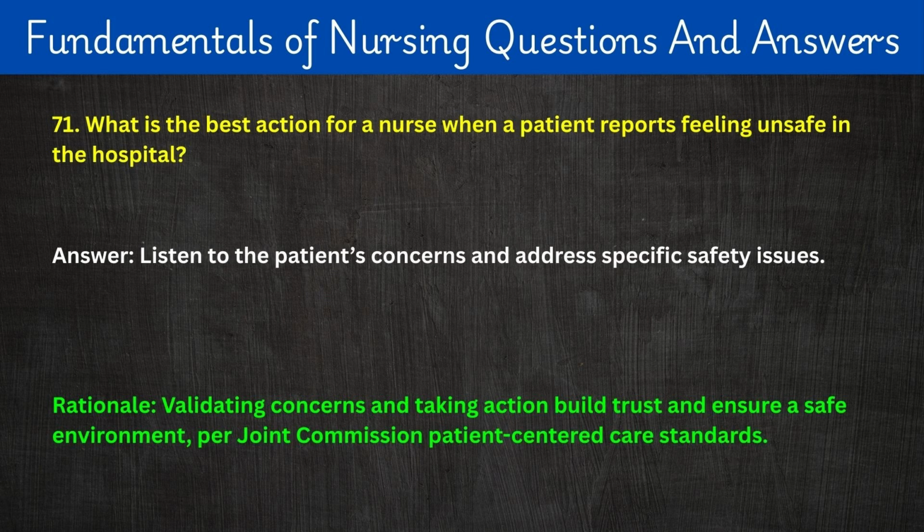71. What is the best action for a nurse when a patient reports feeling unsafe in the hospital? Answer: listen to the patient's concerns and address specific safety issues. Rationale: validating concerns and taking action build trust and ensure a safe environment per Joint Commission patient-centered care standards.